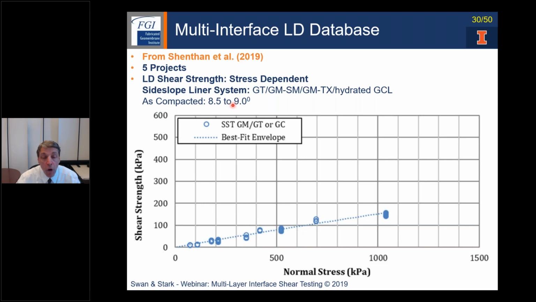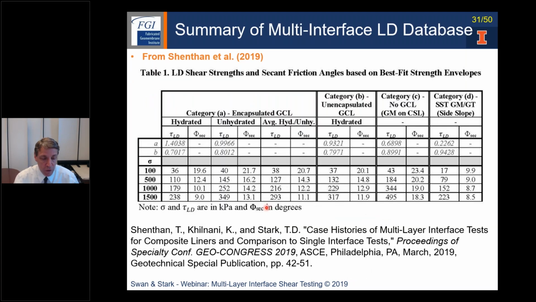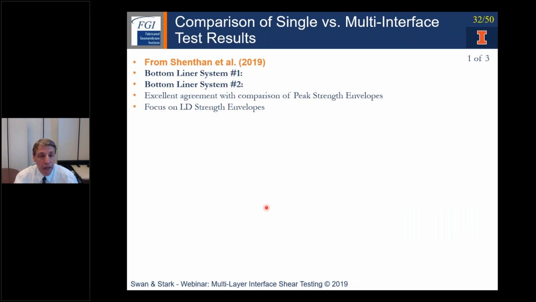And to promote movement along that interface and protect the liner system, you can see the friction angle now drops to about 8 to 9 degrees. And that's because that is the designed critical or weak interface. Okay, so in the paper by Dr. Shenton, he presents table 1, which is a quick summary of the 4 plots that I just presented.